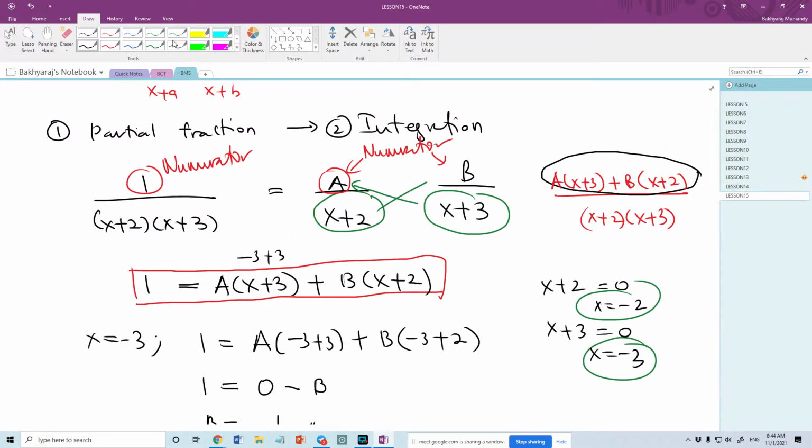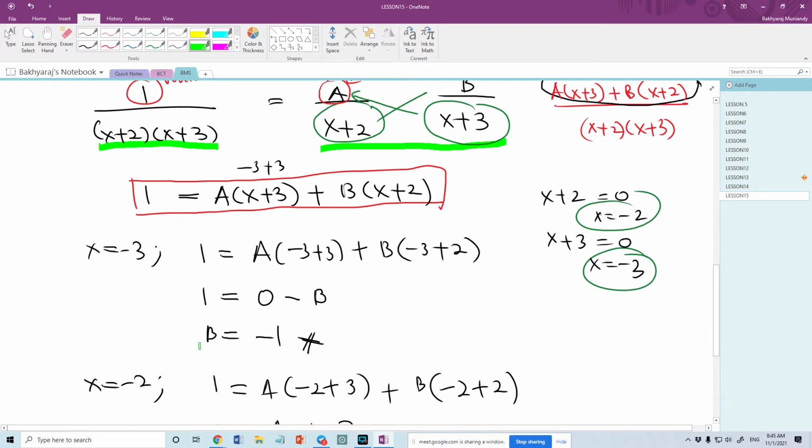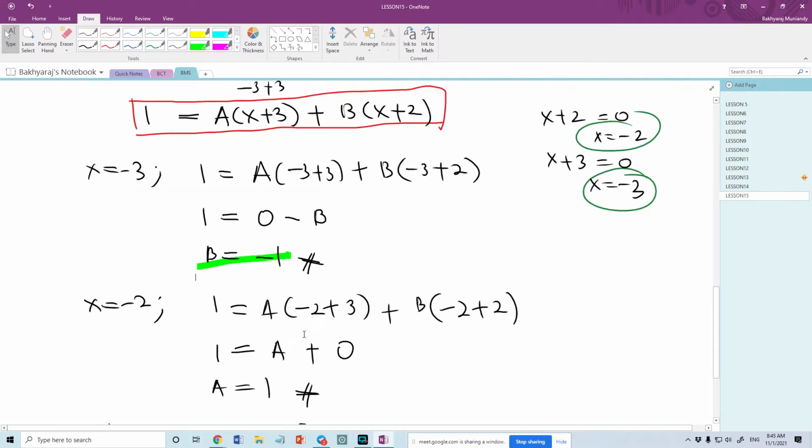Kita buat benda ni kan? Kita buat benda ni tadi. See, look at this. So kita ada kat sini. So 1 over (x plus 2)(x plus 3), we break them into a over x plus 2, b over x plus 3, and you already have the answer for a and b. You already have the answer b, you already have the answer a.